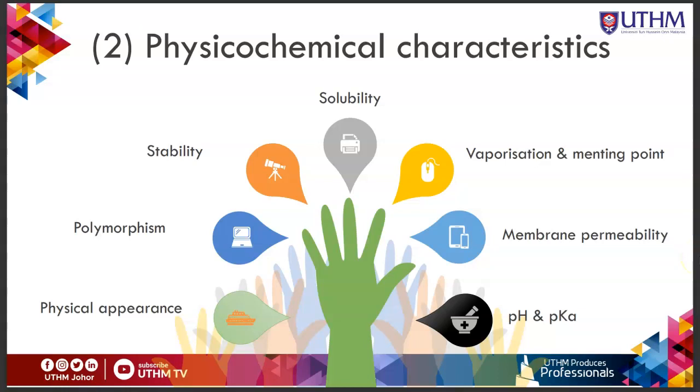So, hi, we are going to the second part of this reformulation, the physicochemical characteristic. As you can see, we have about 7 parameters that we can look at here: the physical appearance, polymorphism, stability, solubility, vaporization and melting point, membrane permeability, as well as pH and pKa.